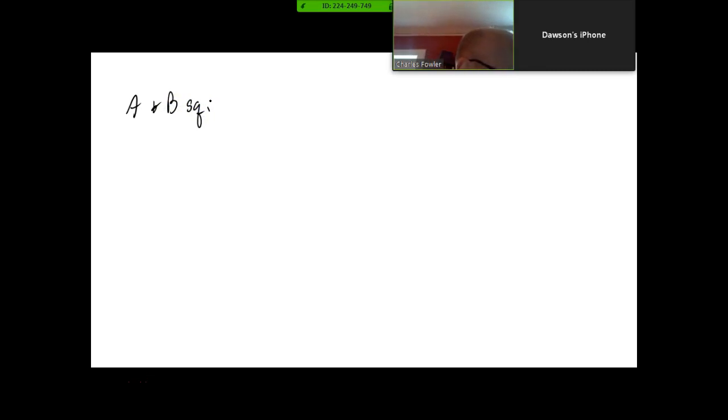Now, not only do they have to be square matrices, they have to be square matrices of the same size. They didn't say that, but it's true.